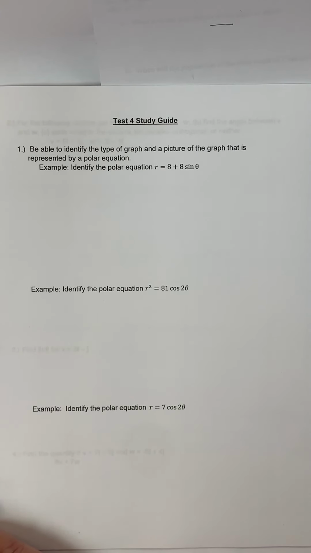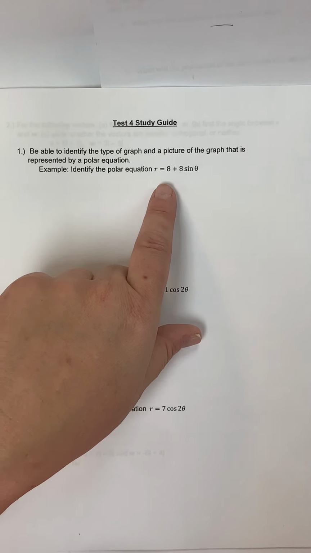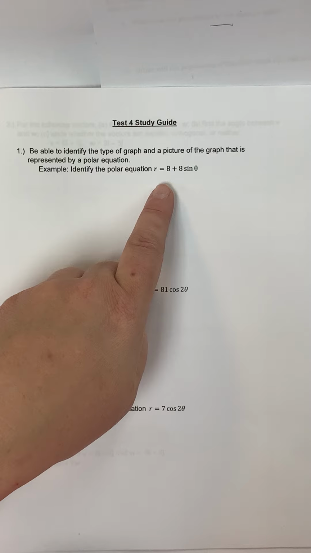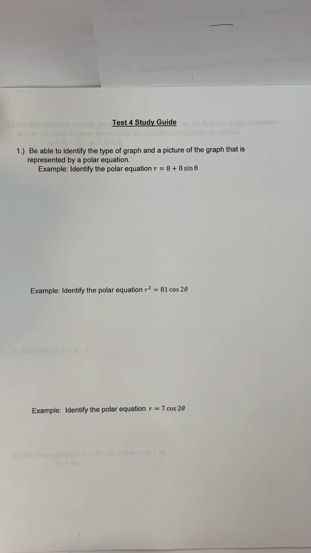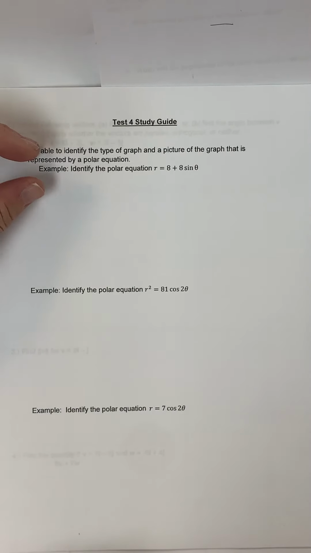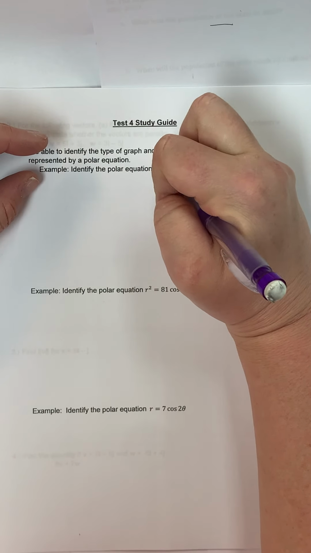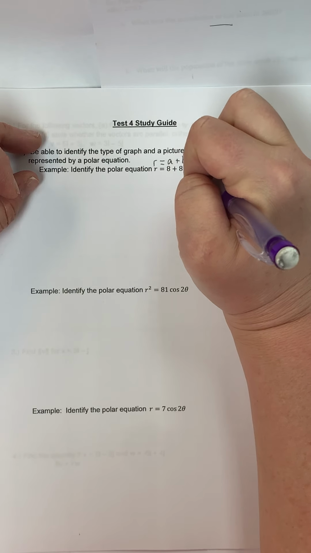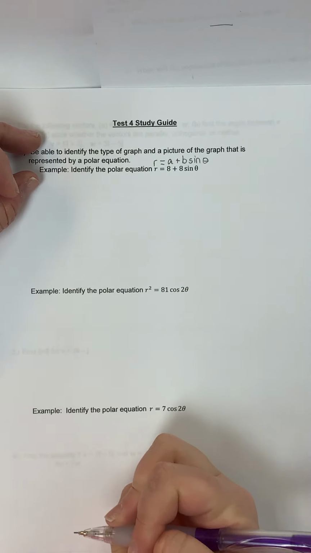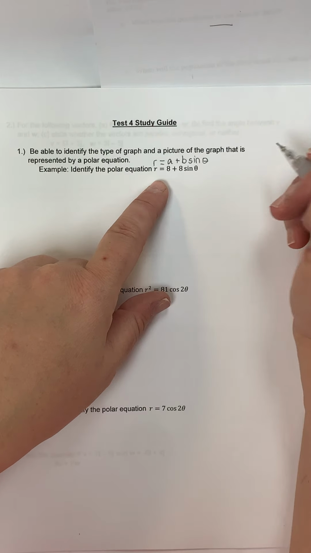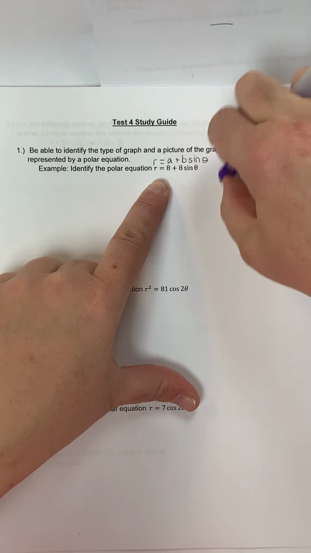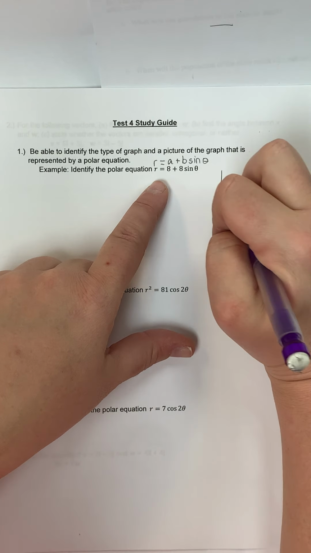So there's 3 polar equations here. The first one looks like this: r equals 8 plus 8 sine theta. So if you look back through your polar equation section, what you'll find is that this really resembles a plus b sine theta. And this, a plus b sine theta, is an example of a limacon.